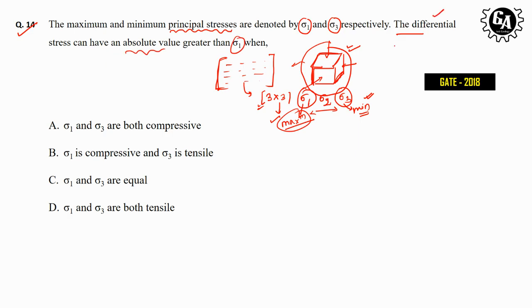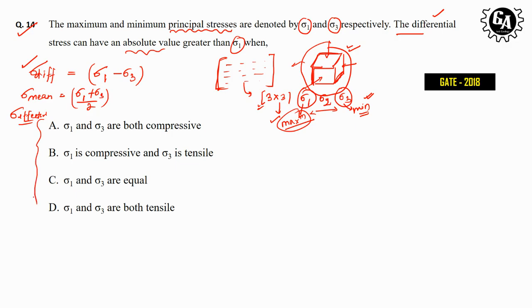So, the differential stress can have an absolute value that will be greater than sigma 1. All of you know how the differential stress is calculated: sigma differential is calculated by sigma 1 minus sigma 3, that is the maximum minus the minimum. There are various types of stresses. One is the mean stress, for which we use sigma 1 plus sigma 3 by 2. And there is one more, the effective stress. After this solution, I will be talking something about the effective stress.